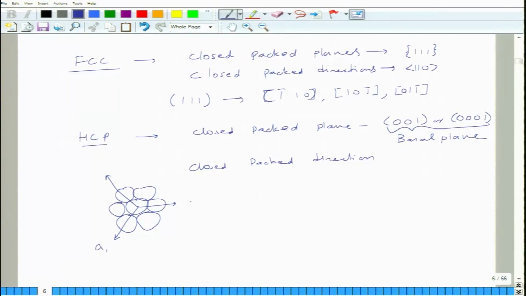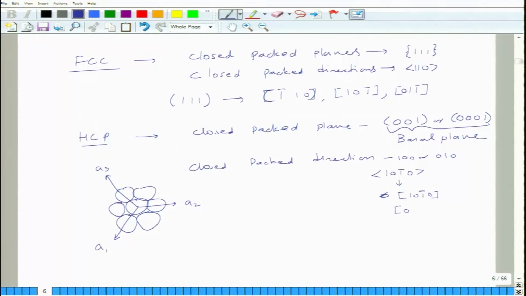So, if this is A1, this is A2 and this is A3, you can write in a 2 coordinate system or a 3 coordinate system. So, this is 100, this is 010 direction. So, you can have 100 or 010, but since this is also a direction which otherwise will turn out to be a 110 direction, you need to modify this. So, what will that direction be? You will have 10 bar 10 type of directions.